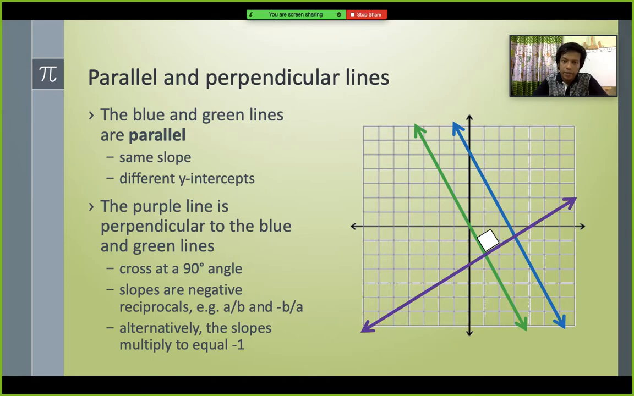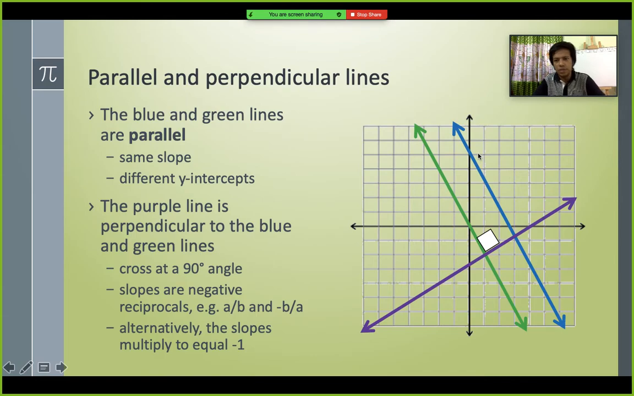For parallel lines, this line and this line, these two lines are parallel. For parallel lines, you will always see their slope is the same. Suppose this line's slope is, let's say, minus 0.5, or anything, whatever the slope of this line is, this line's slope will be exactly the same because they are parallel. For parallel lines, their slope is the same.